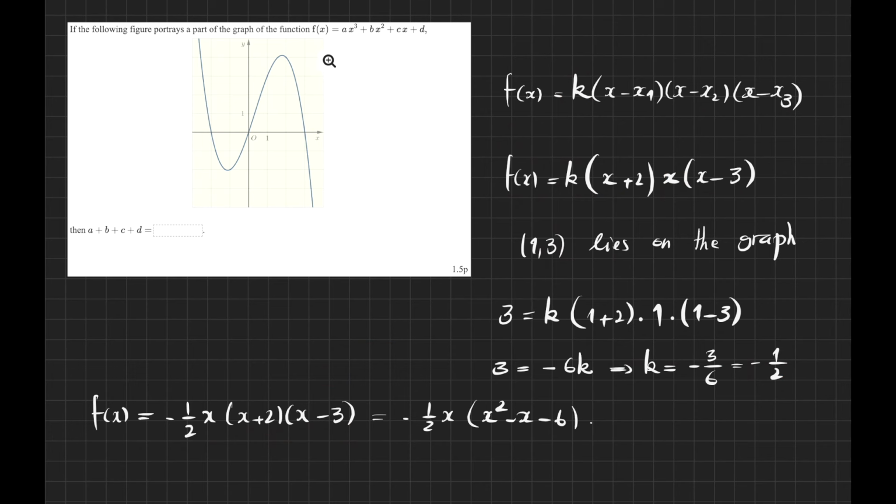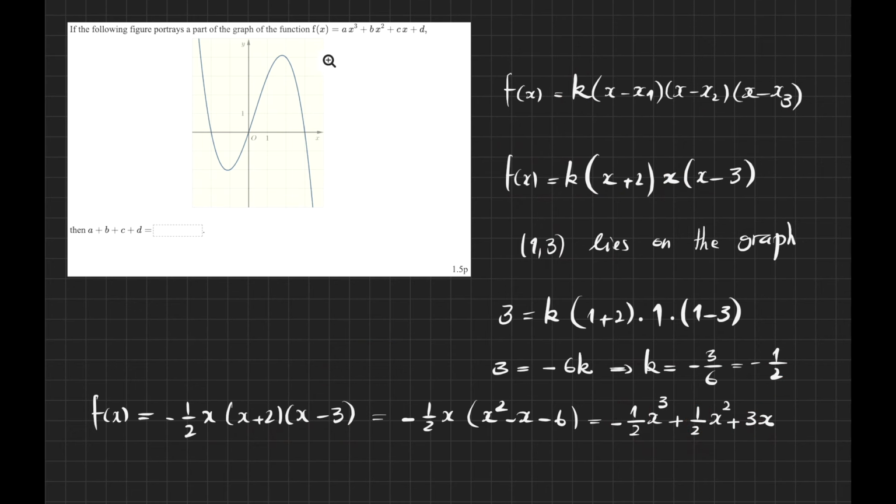And then I multiply minus a half x inside. So it becomes minus a half x cubed. Yes. And then plus a half x squared. And then plus 3x. And now if you compare this one with this one, you see that a is minus a half, b is a half, c is 3, and d is actually 0.